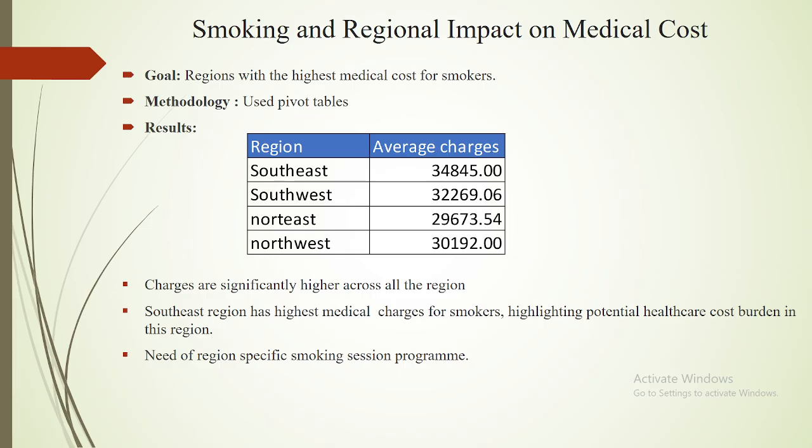And finally, the region with the highest medical cost for smokers only. So I used a pivot table. Here you can see charges are significantly higher across all the regions, which we could easily observe from this table. The Southeast region has the highest medical charges for smokers, highlighting the potential healthcare cost burden in this region. We can observe a significant difference in medical charges across all regions, so we need region-specific smoking cessation programs to reduce medical charges. So thank you.